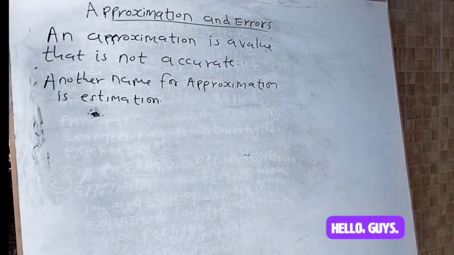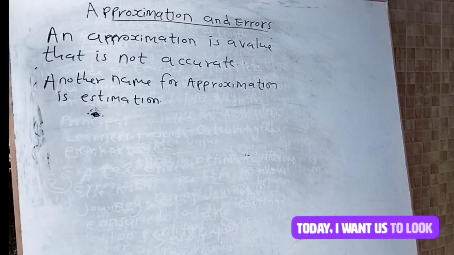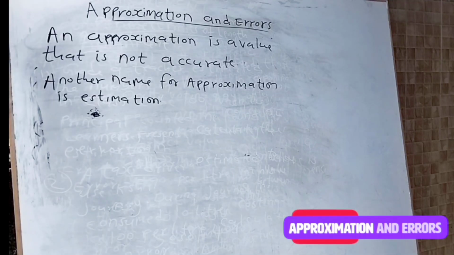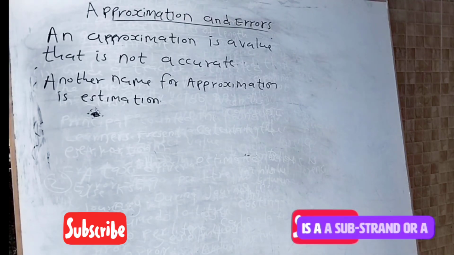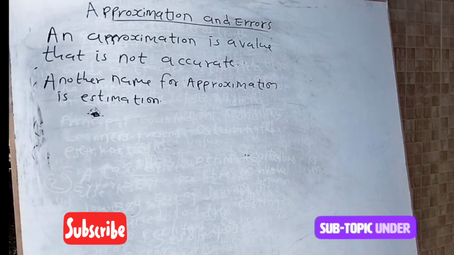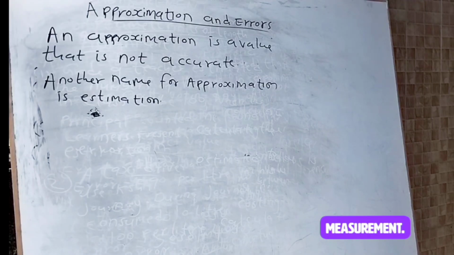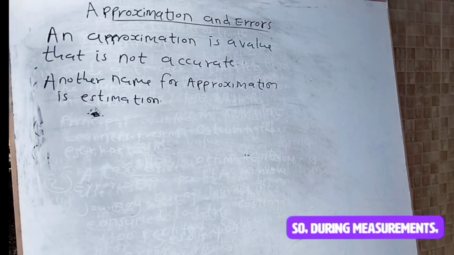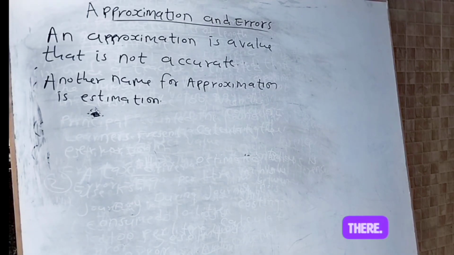Hello guys, today I want us to look at approximation and errors. Approximation and errors is a substrand or a subtopic under measurement. So during measurements we make errors here and there.